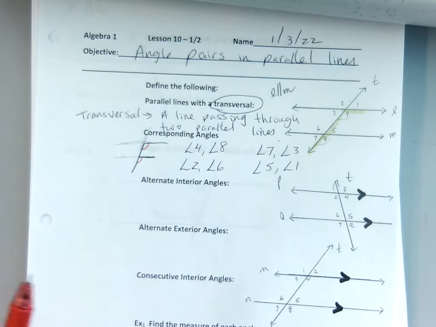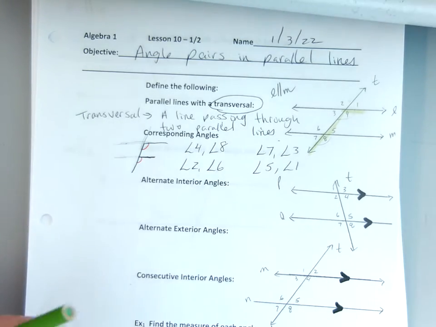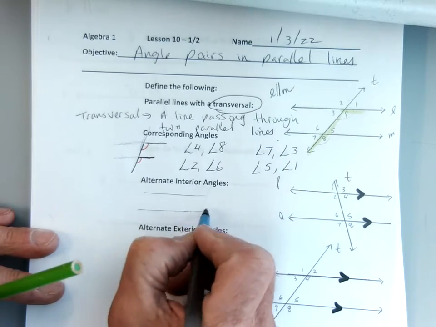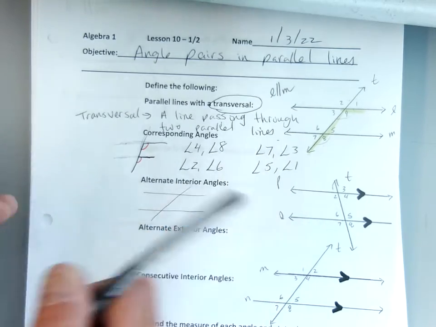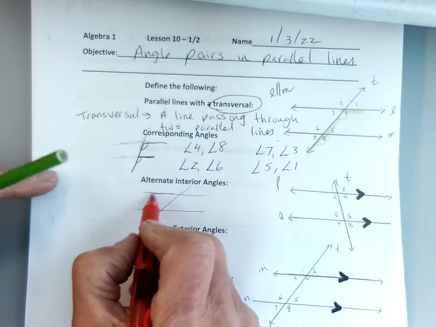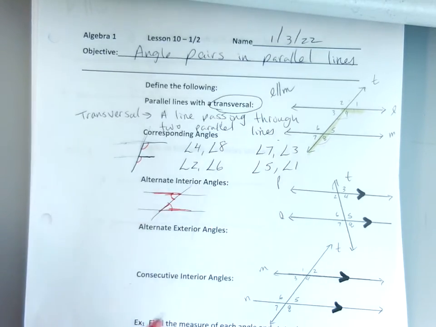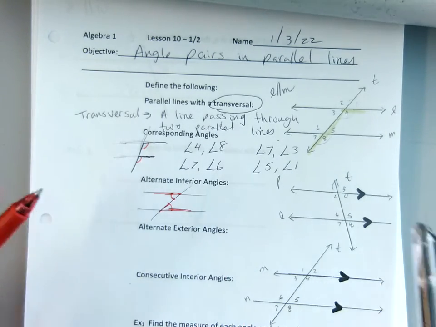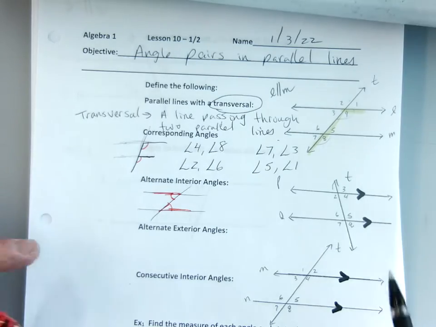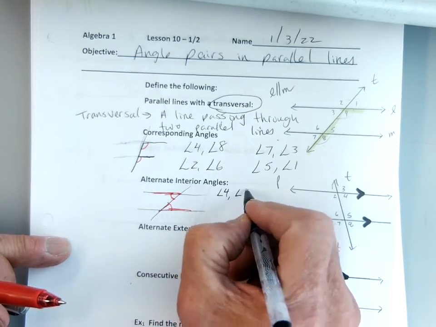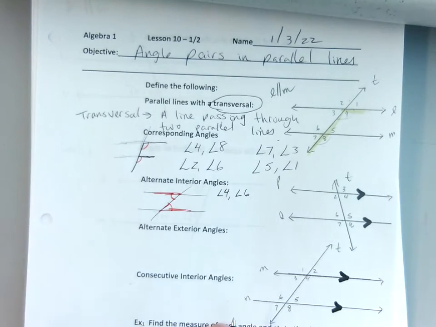Okay, alternate interior. They make the Z. So it's going to make the Z pattern. So one pair of alternate interior angles here would be 4 and 6. Angle 4 and angle 6. Okay? And there's one other pair. There's only two of them.